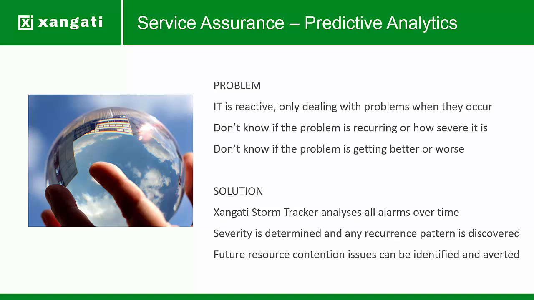Xangati Storm Tracker uses our advanced analytics, our predictive analytics, to look over all of the alarms. The severity is determined, and any recurrence pattern is determined. And we look into the future and we say, hey, your environment might be running great right now, but you've got to make the following changes to balance your workloads or put more hardware into action here. Because if you don't, out here in the future, you're going to hit a resource contention storm. So we can identify them ahead of time. IT personnel take the appropriate actions, and then the problem is averted.